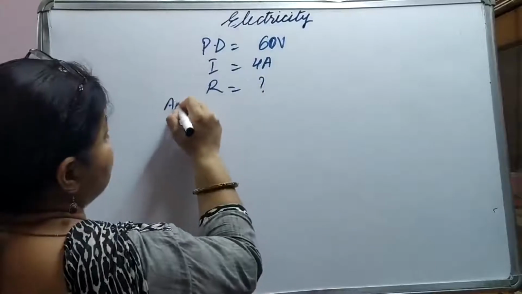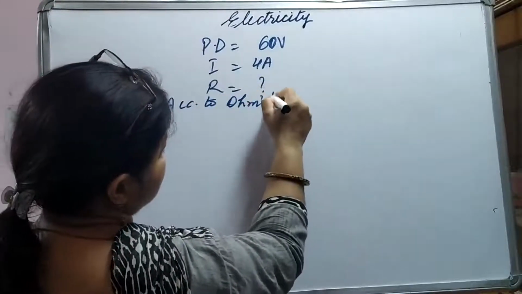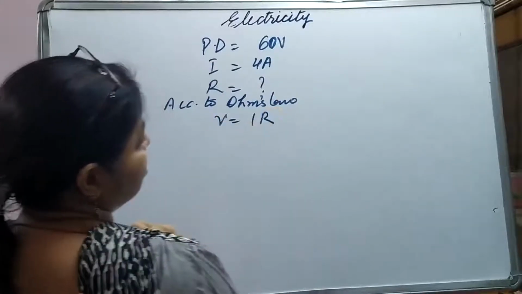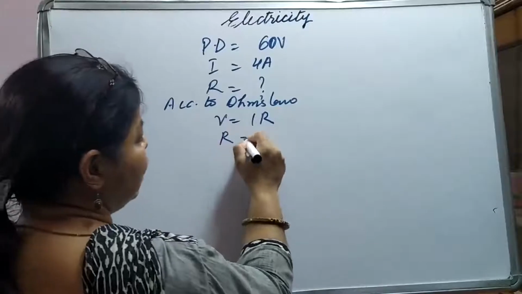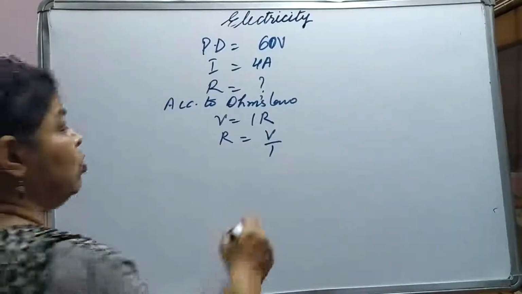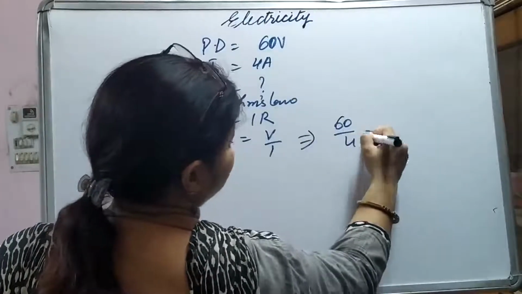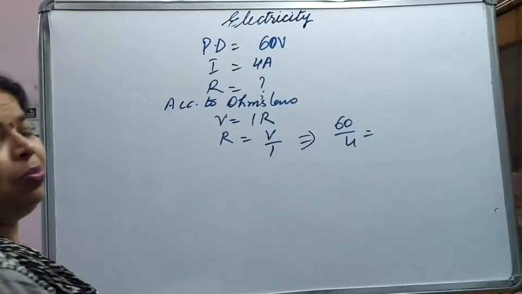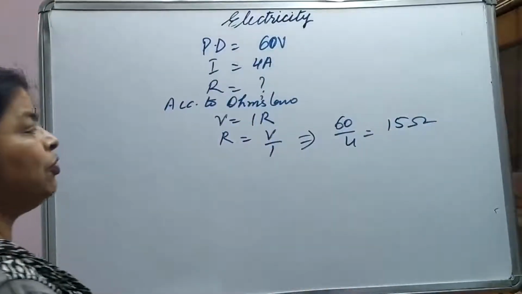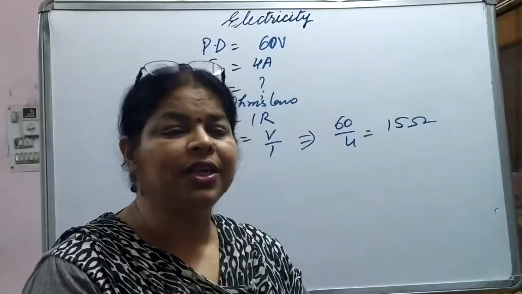According to Ohm's law, what is the formula? V is equal to IR. We have to find out R, so R is equal to V upon I. Put the values, what it becomes? 60 upon 4 is equal to how much? It will become 15 ohm. So the value of resistance becomes 15 ohm. Now what is the next part?